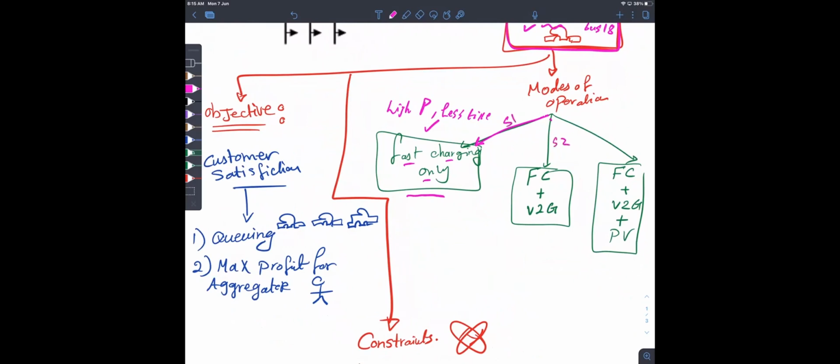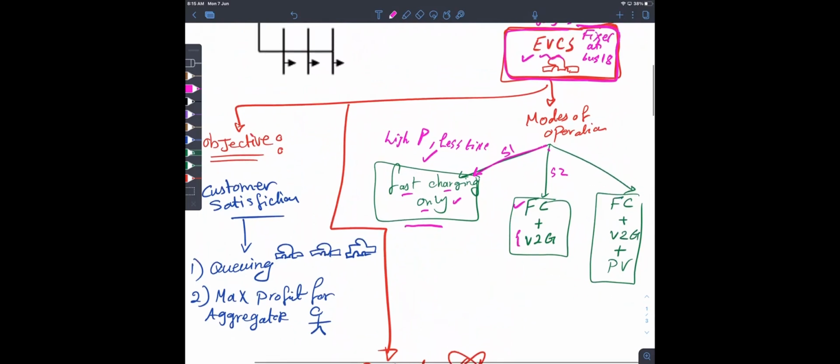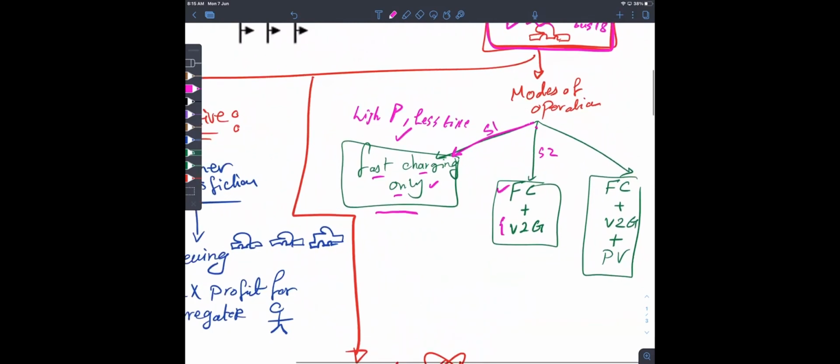Scenario 2, the charging station will have fast charging, like the first one, and also vehicle to grid capability. So, for example, if an electric vehicle is connected to this charging station, the car can discharge into the station.